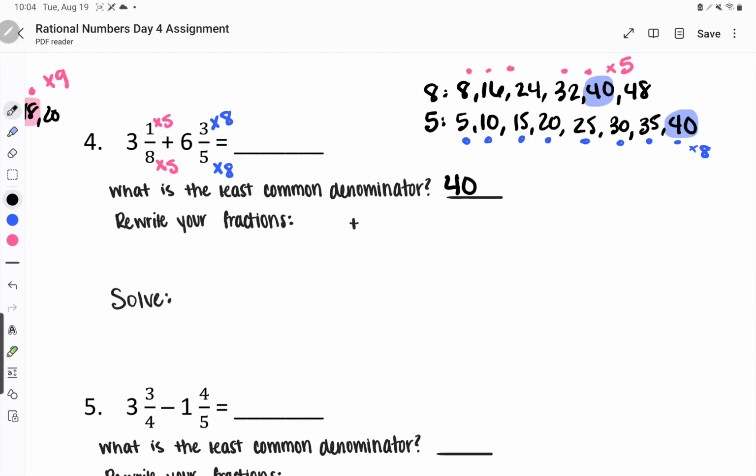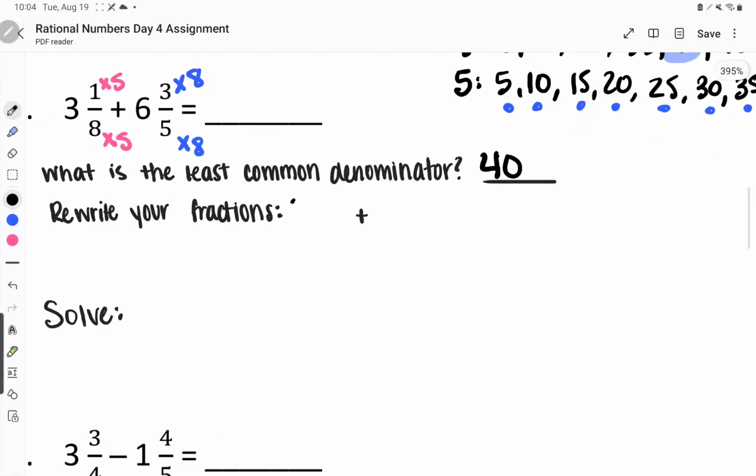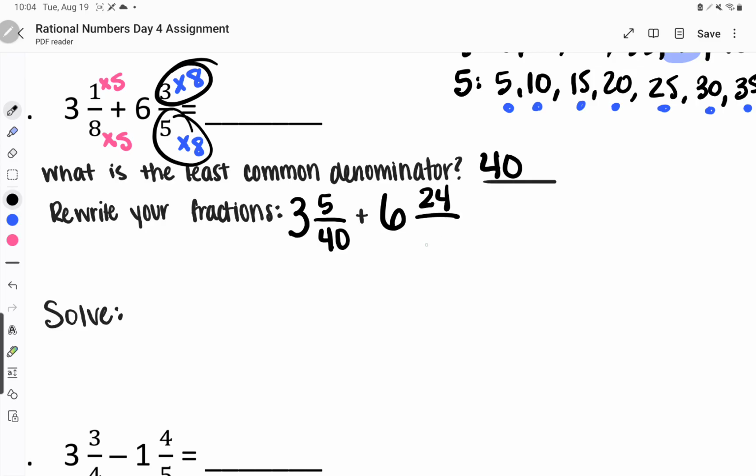And then I'll rewrite my fractions. I would start with 3, and then I have my 1 times my 5, which gives me 5. And then my 8 times my 5, which gives me 40. And then I write down my 6 again, and I have 3 times 8, which gives me 24. And then 5 times 8, which gives me 40. I start by adding my whole numbers together, so 3 plus 6 gives me 9, and then I add my numerators together, so I have 5 plus 24, which gives me 29 over 40.